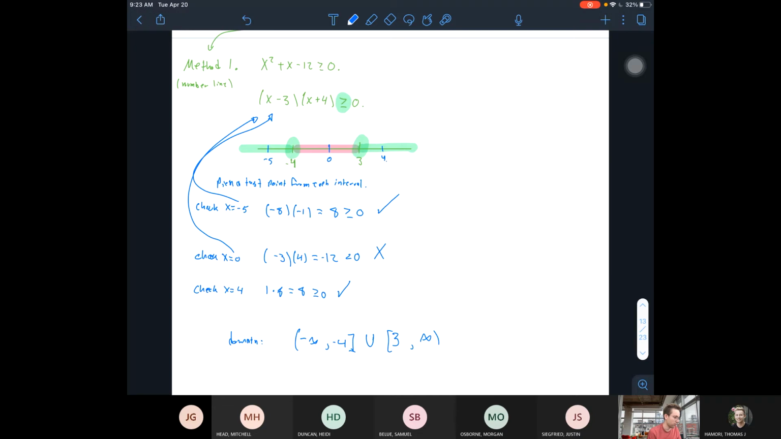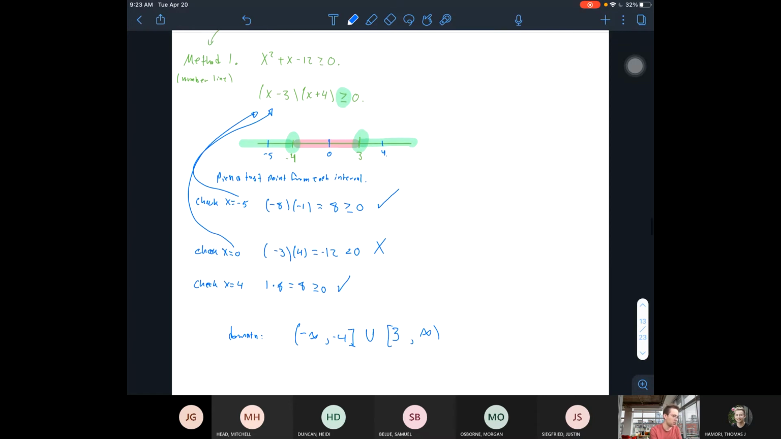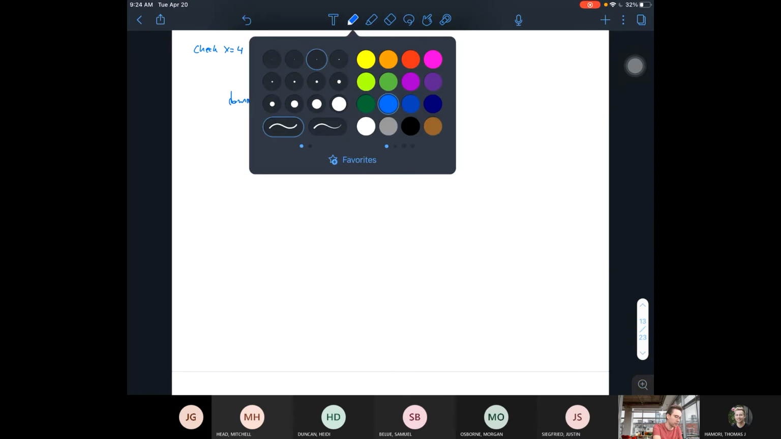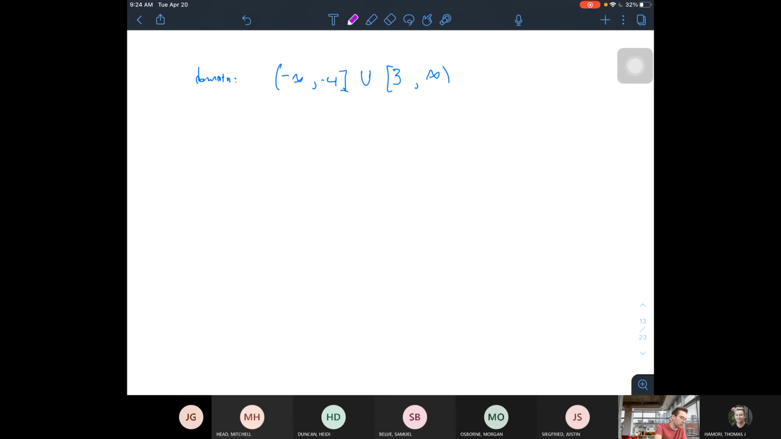Okay, so that's method 1. These number lines are still a thing, way back in the recesses of your mind. I'll show you method 2, which is a little bit slicker. Method 2 uses graphing.